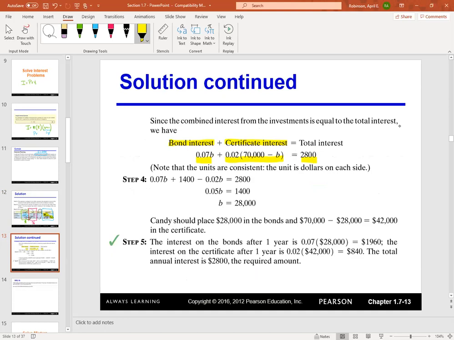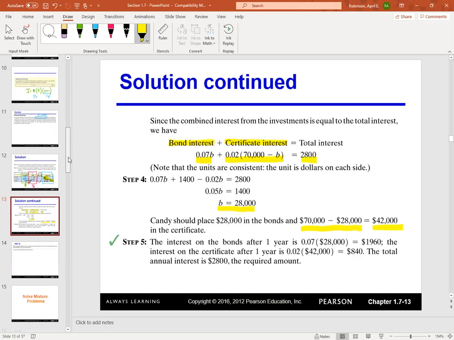So they distributed, they combined like terms, they divided off the 0.05. And when they were done, they got $28,000. So she put $28,000 in that first account. When she left, she had 70,000 minus 28,000, which means she had an extra 42,000 left over. And that's what she put in the second account. And then step 5, it looks like they're just checking the math to see if it adds up to 2,800, and it does.